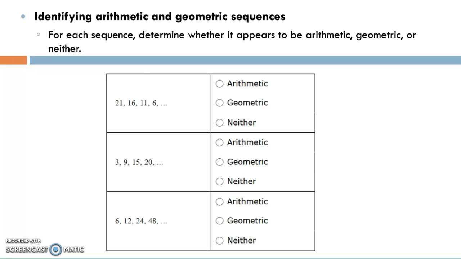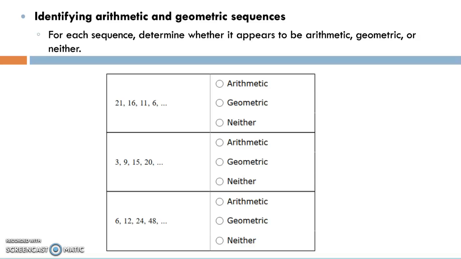Hey everybody, in this video we'll talk about identifying arithmetic and geometric sequences. So here we have three different sequences and we're told to determine if it appears to be arithmetic, geometric, or neither. So what we're going to do is determine if we're adding a number or if we're multiplying by a number to get to the next term.